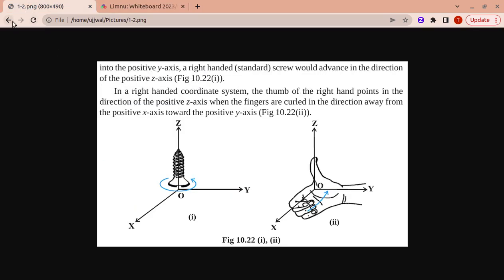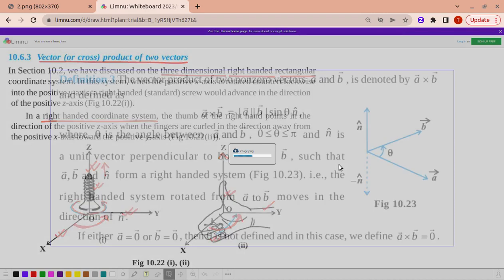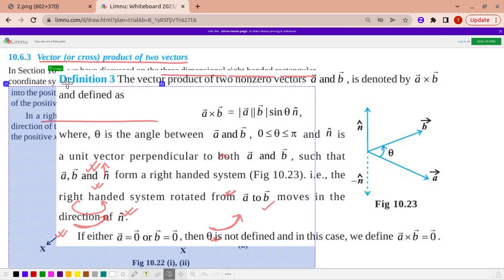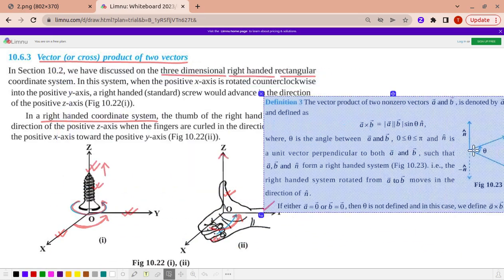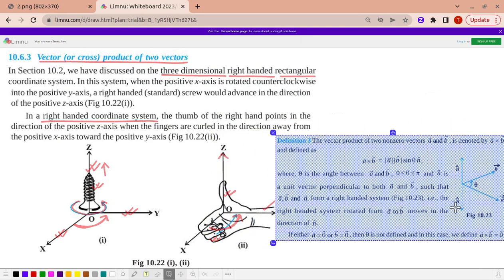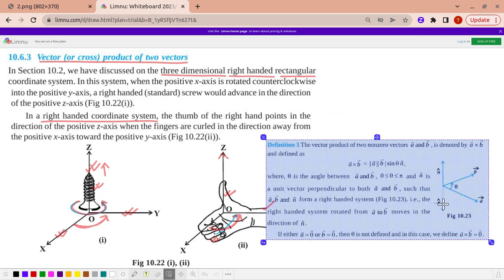Okay, so let me explain this. Before I proceed further, let me first define the cross product. Let me see whether it comes into this screen or not. I want to place it in this screen so that I can explain with the right-handed coordinate system. Let me reduce it a little bit.